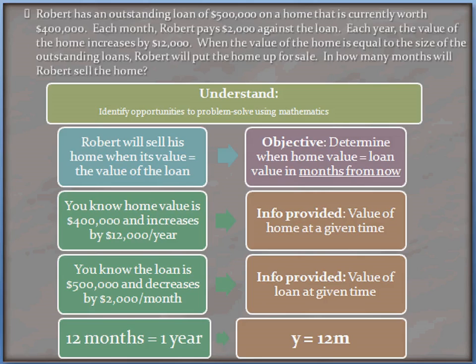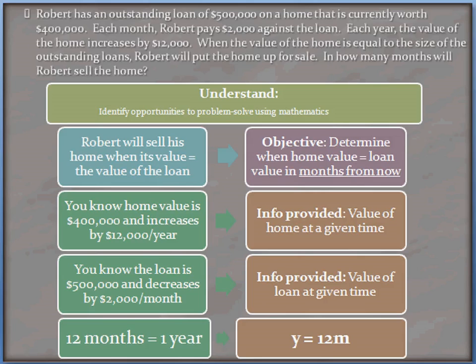We know that in the previous sentence, we can see that Robert will sell the home when the value is equal to the value of the loan. So our objective here is to determine when the home value is equal to the loan value in terms of months from now. Always make sure you know the units that you're asking to answer.